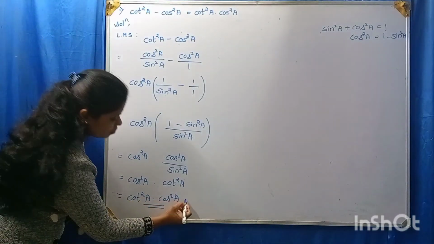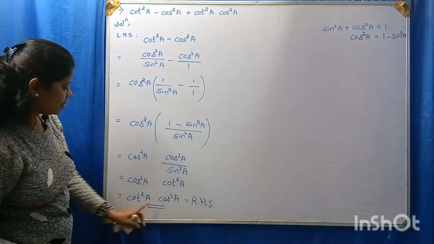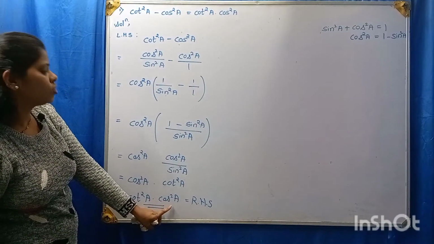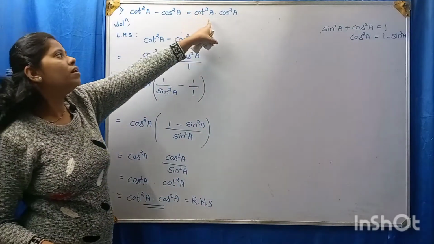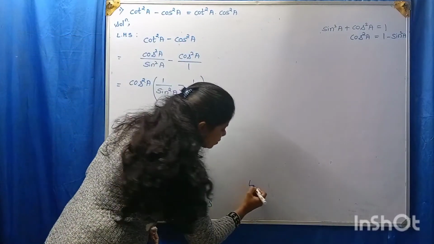Therefore, RHS is cot square A into cos square A. That is what our RHS. We proved that LHS is equal to RHS.